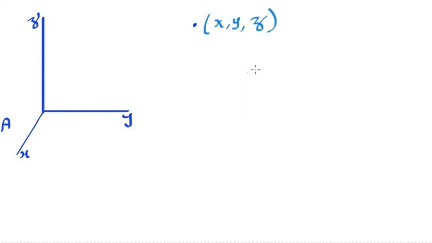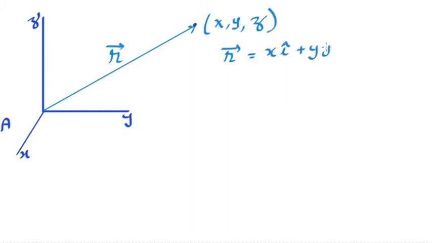Now we define the position vector of this particle at some instant of time as the vector from the origin of the coordinate system to its location. The position vector is usually described using the letter R. As you can see, in terms of its components, R is nothing but x i cap plus y j cap plus z k cap.